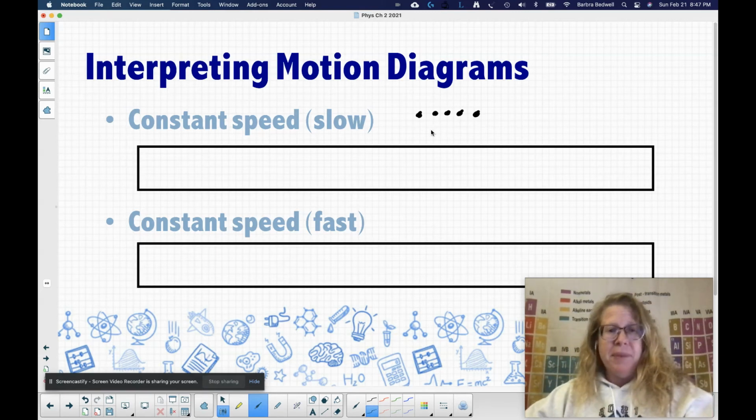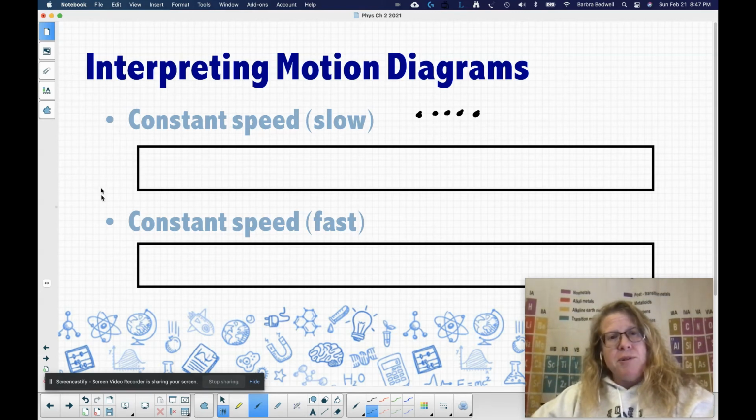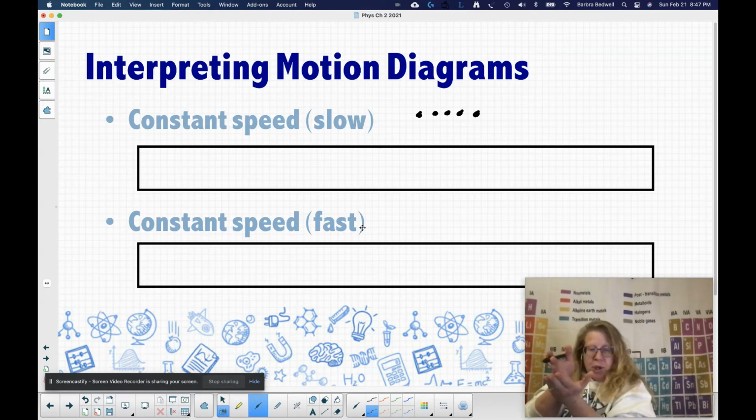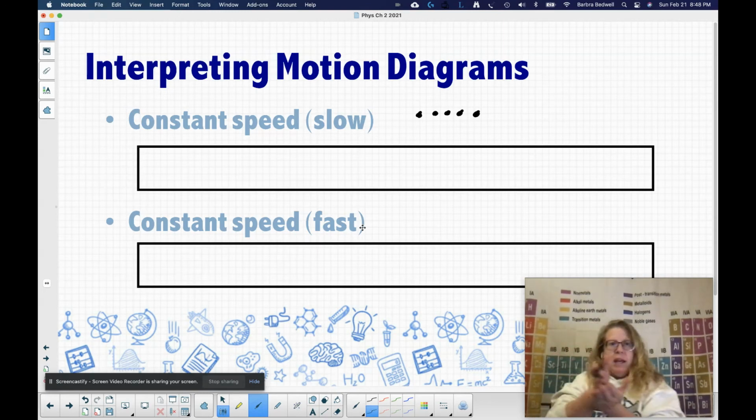It doesn't really matter. So think about these two types of particle models, these two motion diagrams, constant speed slow versus constant speed fast. Now think about if you're taking two snapshots, snapshot number 1 at time 0 and snapshot number 2 at time equals 1. If that object is going slow, how far is it going to move every second?